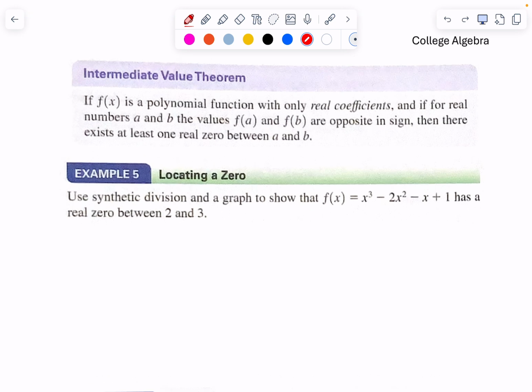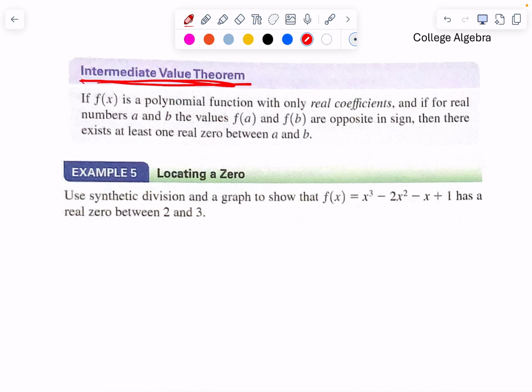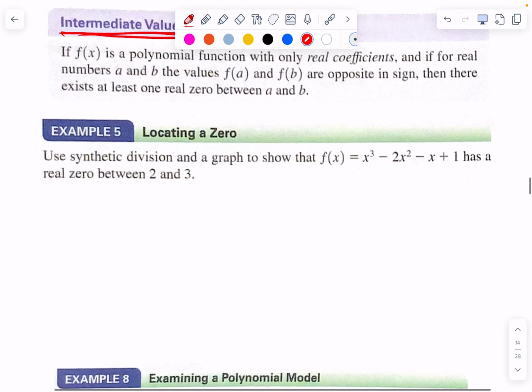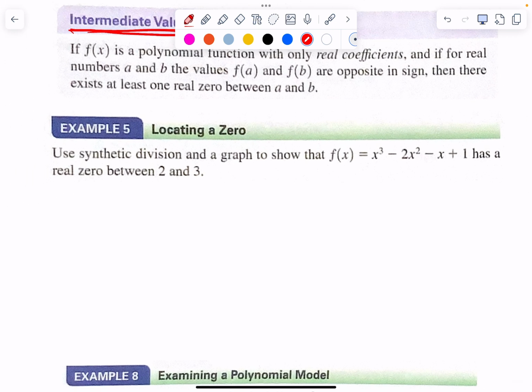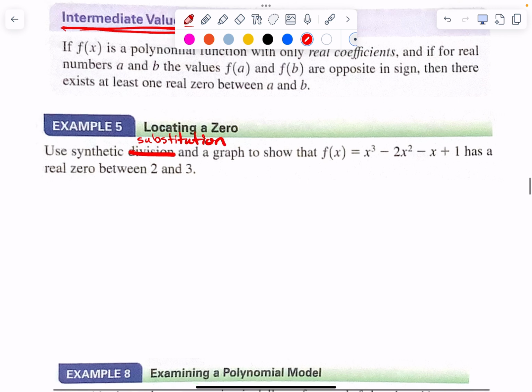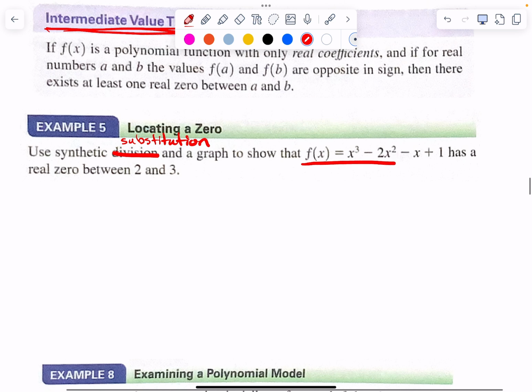All right, here we go. I'm going to skip over the intermediate value theorem, and I'm going to do this. It says use synthetic division. I'm going to cross this out and put not synthetic division, synthetic substitution, to show that this function will have a 0 that is between 2 and 3.